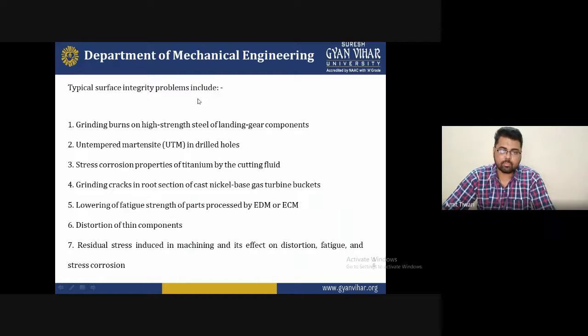Typical surface integrity problems include the following points. First, grinding burn on high strength steel in a landing gear component. Second, untempered martensite in drilled holes. Third, stress corrosion of titanium by the cutting fluid. Fourth, grinding cracks in the root section of a cast nickel-based gas turbine bucket. Fifth, lowering of fatigue strength of parts produced by EDM or ECM. Also, distortion of thin components and residual stresses induced in machining, affecting distortion, fatigue, and stress concentration.